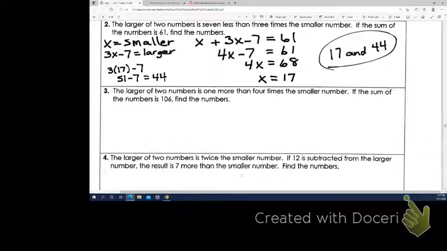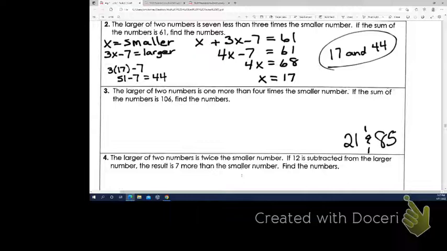And I could also quickly check that, yes, 17 and 44 do add up to be 61. So I'm not going to work through number 3, but I will tell you the answer. If you want to, pause and try it on your own before you see the answer. But number 3, your final answer should be 21 and 85.